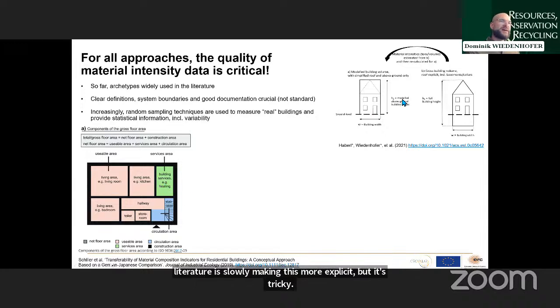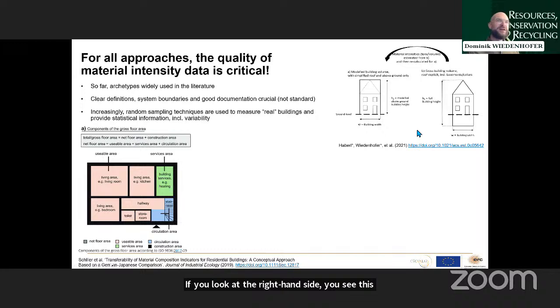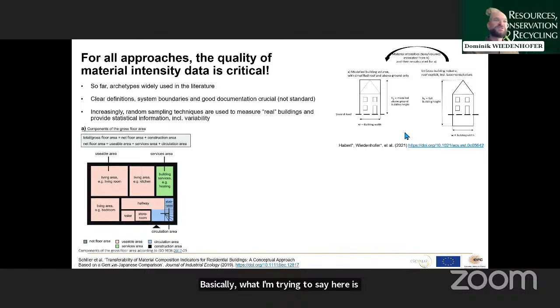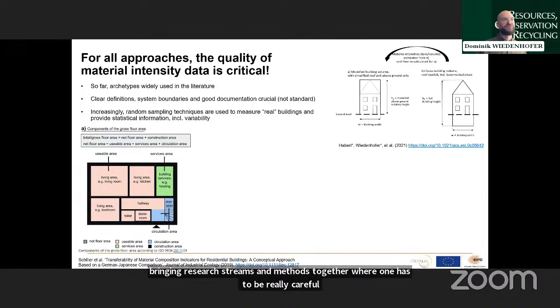If you look at the right-hand side, you see these not very good drawings of a building. These are mine. I take all the blame. Basically, what I'm trying to say here is that with the high-resolution mapping I introduced, the satellites only see cubes, basically. They don't see the below-ground part. And you have to make this approximation of how the building volume of a cube relates to the actual useful floor area and the materials in that building. So there are always these translations when bringing research streams and methods together, where one has to be really careful and look out for the fine differences.